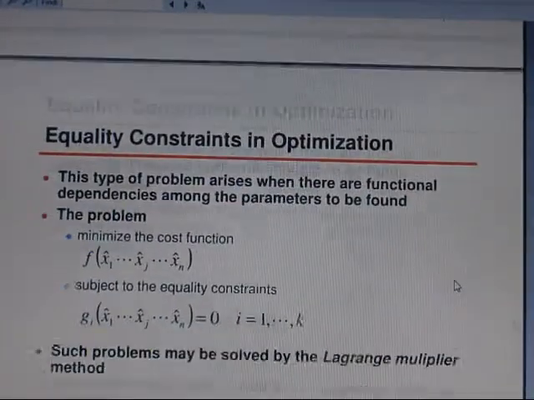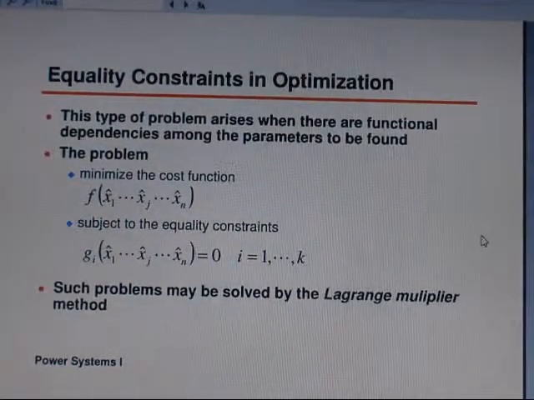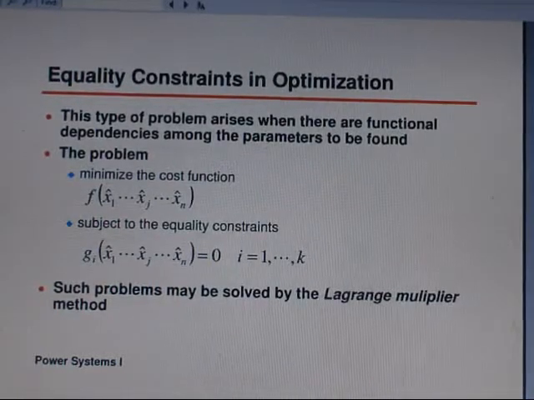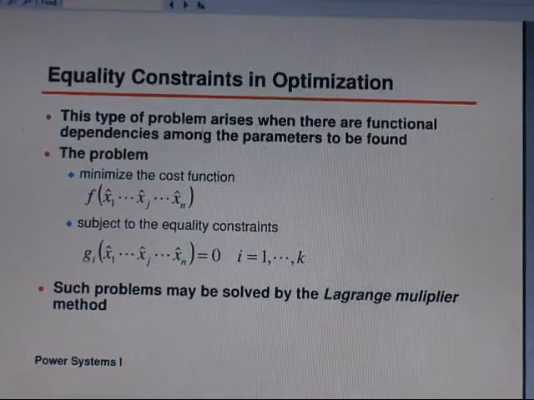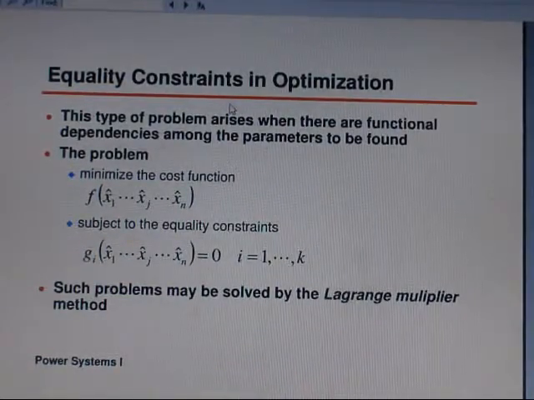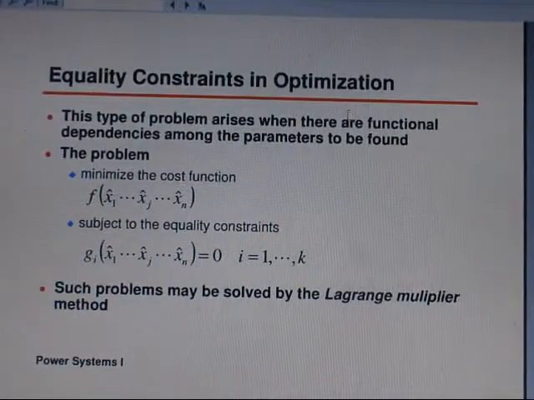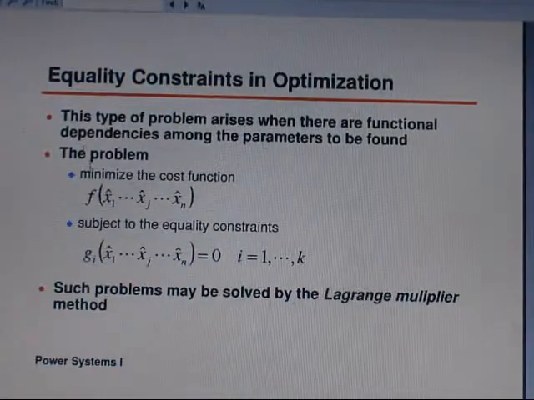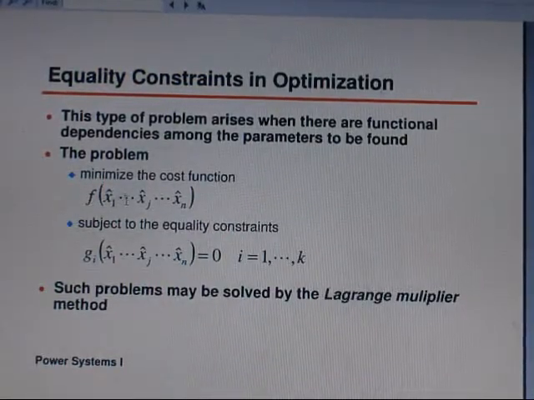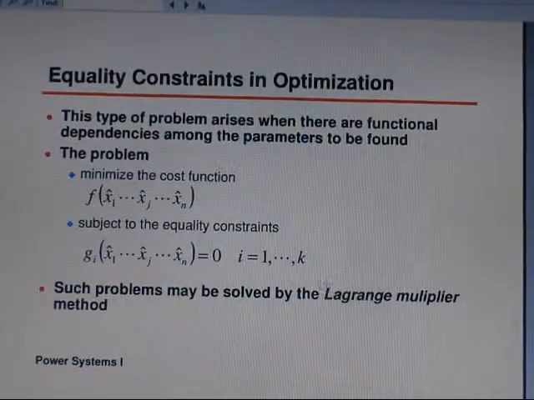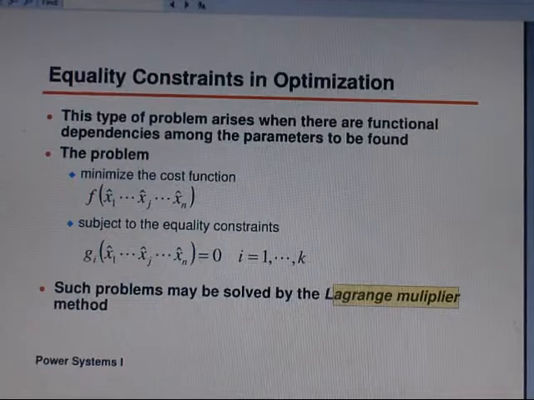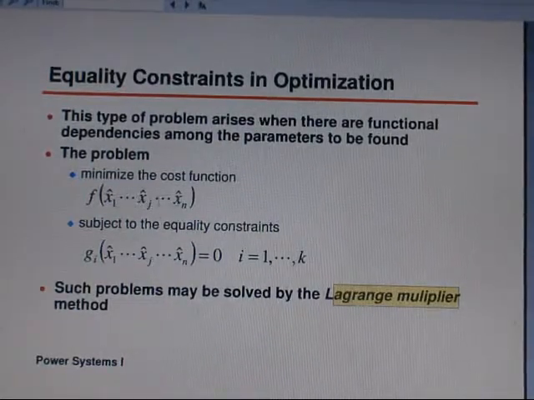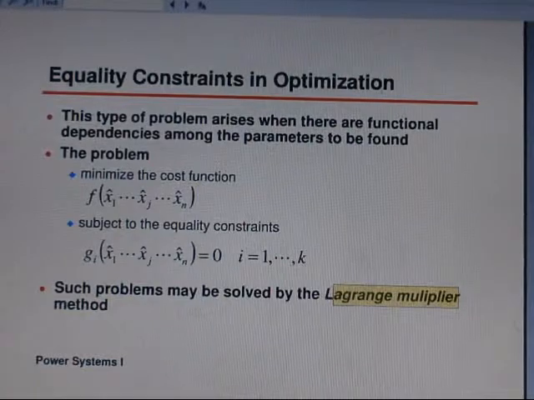And then we also look at equality constraints in the optimization. This type of problem arises when there are functional dependencies among the parameters. In this case, equality constraints happen in the optimization. So the problem is to minimize the cost function f(h1, h2, ..., hn), subject to the equality constraint g(h1, h2, ..., hn) equal to 0. In this case, we have to utilize the Lagrange multiplier method. This applies when the parameters h1, h2, h3 are interdependent.